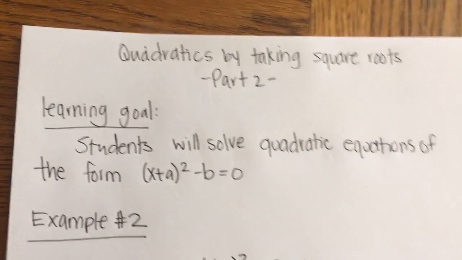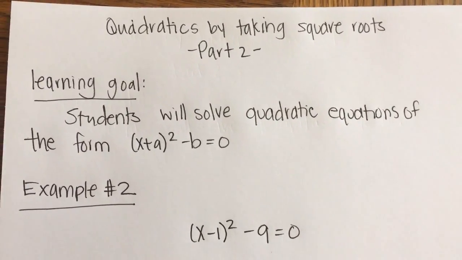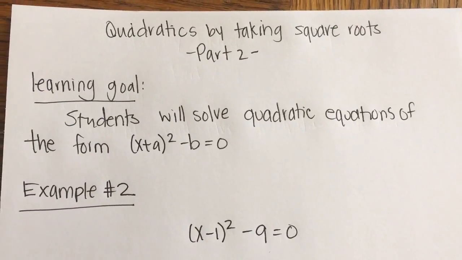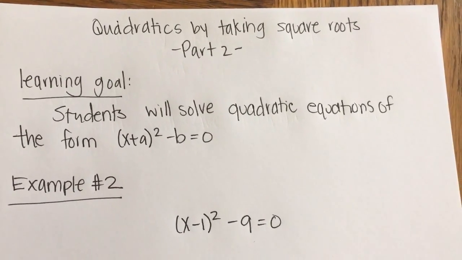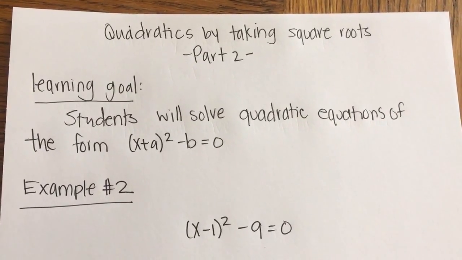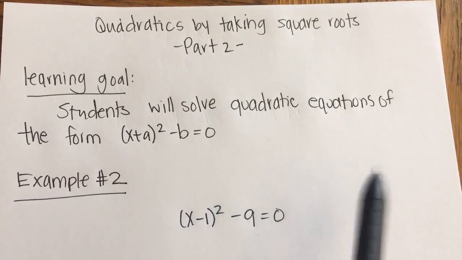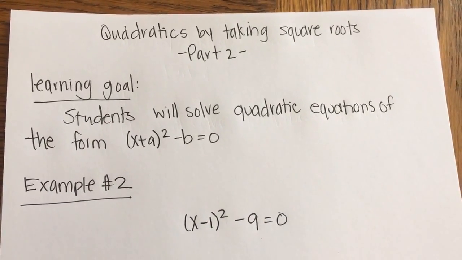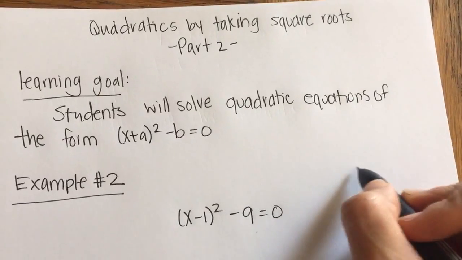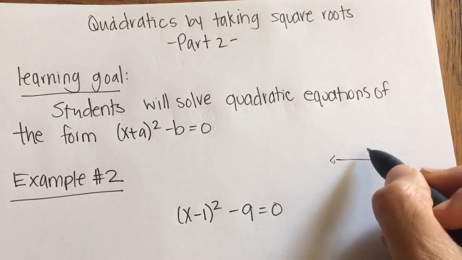All right, so now I'm gonna do the other example, which is also called quadratics by taking square roots. In this case, you're gonna solve equations of the form (x + a)² - b = 0. And so here's your example. And remember, we're still trying to find those roots, those points on the parabola when it crosses the x-axis, okay?